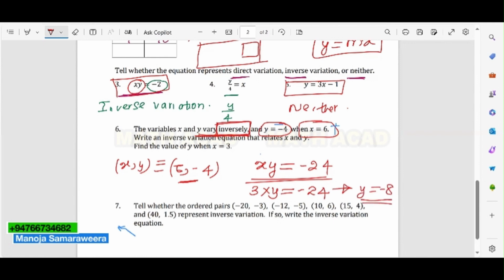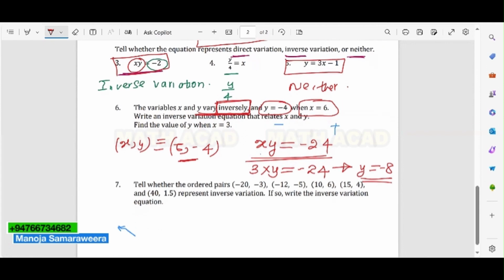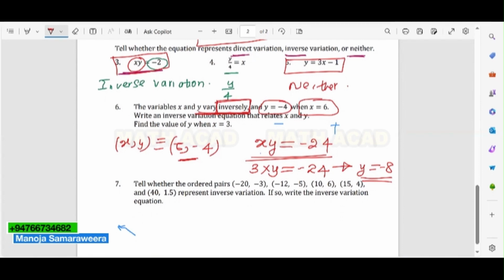Okay. Then question number 7. Read the 7th question. The question talks about our ordered pairs: (-20, -3), (-12, -5), (10, 6), (15, 4), and (40, 1.5).